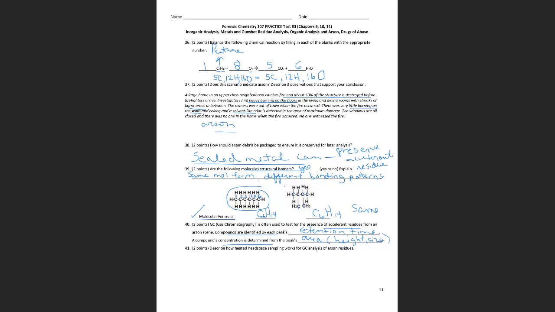Heated headspace sampling, so you've got your vial with a septum cap and you're going to put your arson debris in the bottom and you're going to heat it, and you're just going to heat it gently. That's going to cause vapors to travel up, and the vapors are what we're going to sample with our syringe. Okay, so stick your needle through the septum, pull up some of those vapors and inject them into the GC, and you can look and see, is there gasoline or kerosene or paint thinner in those vapors? Questions?